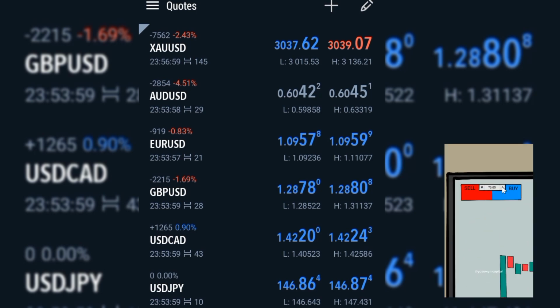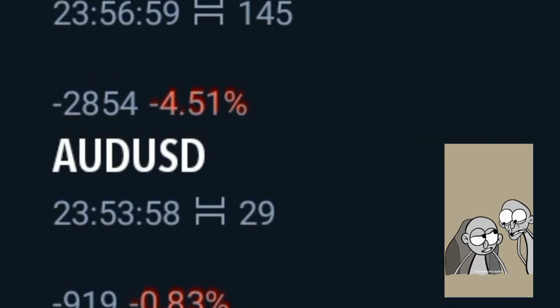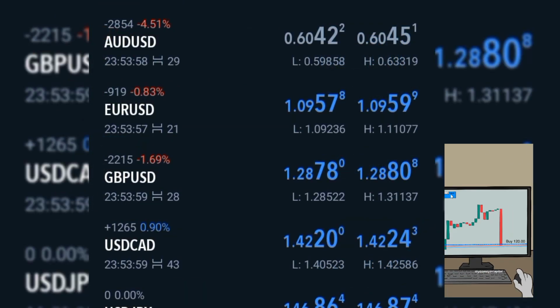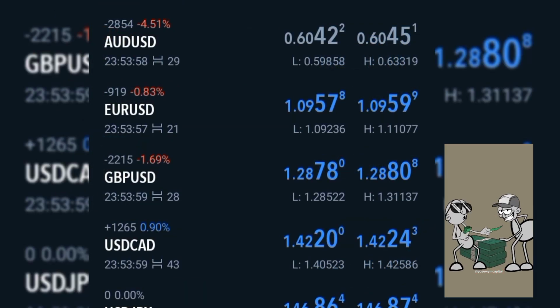And also the next one you'll be trading is AUD USD. That's a very good one. AUD USD, you're going to be trading that. Okay, we are going to be sticking with these three pairs.